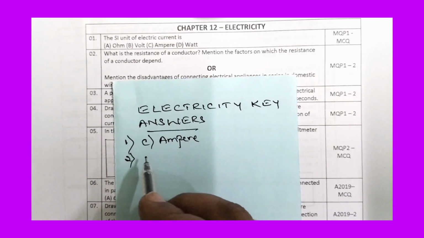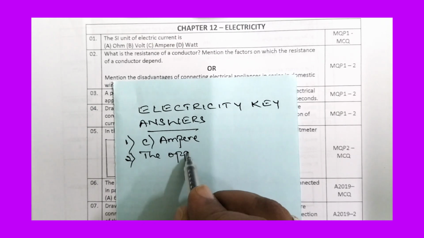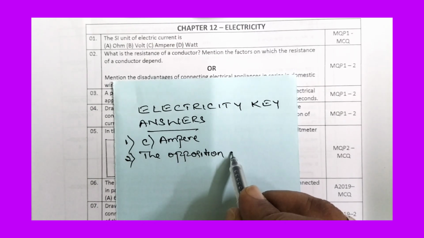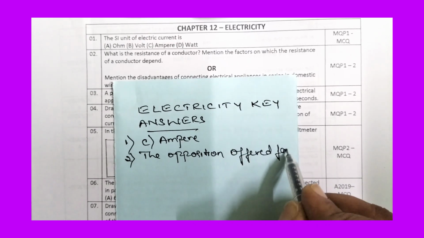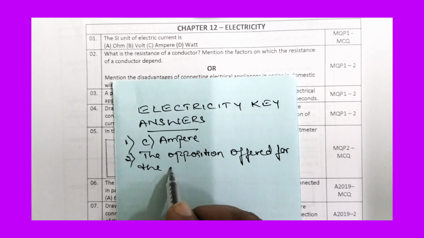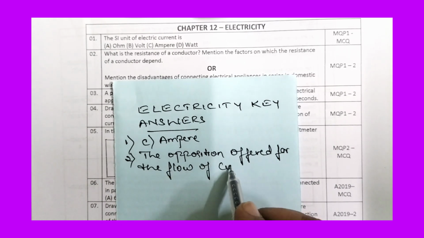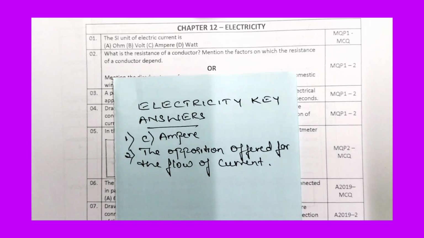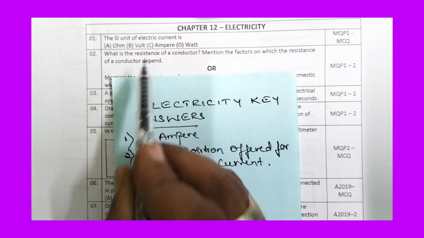What is the resistance of a conductor? Resistance is defined as the opposition offered for the flow of current. The opposition offered for the flow of current is called resistance. Then, mention the factors on which the resistance of a conductor depends.